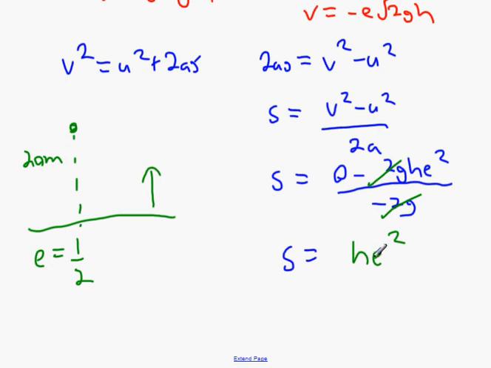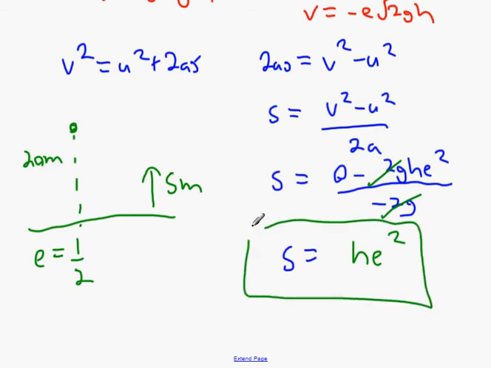20 times e squared. E squared is a quarter, so a quarter of the original height. It will rise back up 5. So you can see by deriving this formula, you can keep changing your numbers.